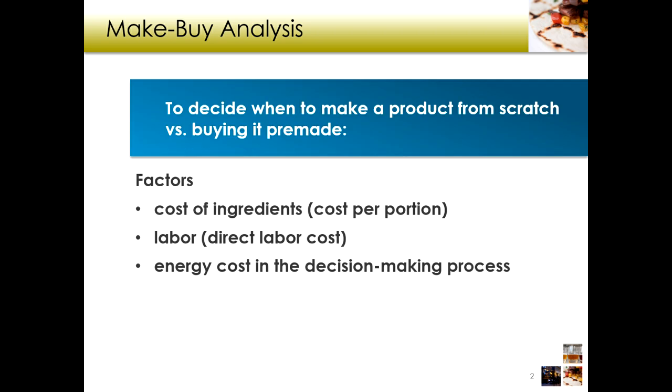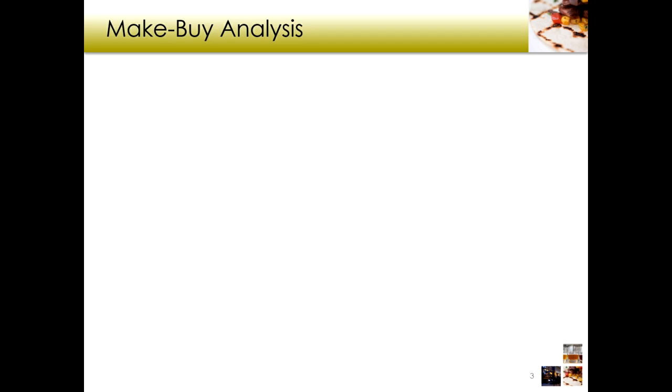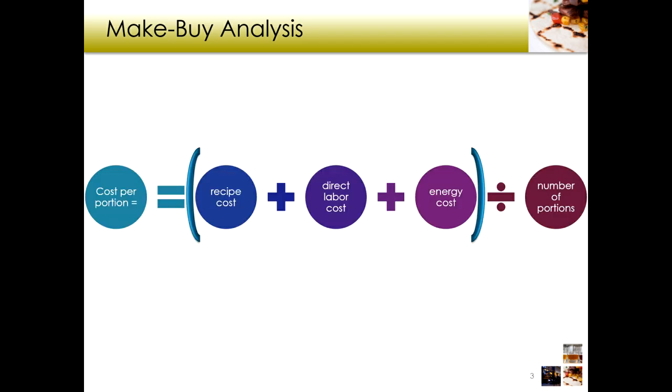What's the cost of ingredients? How much labor goes into it? How much energy cost? So we have to determine the financial implication of whether we're going to make something or buy a convenience product. What we do is figure out a cost proportion.